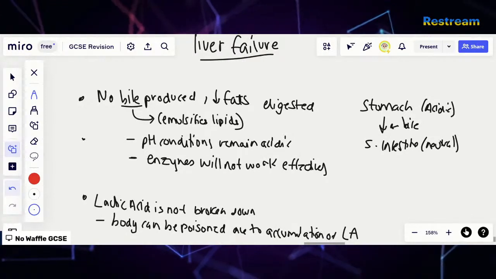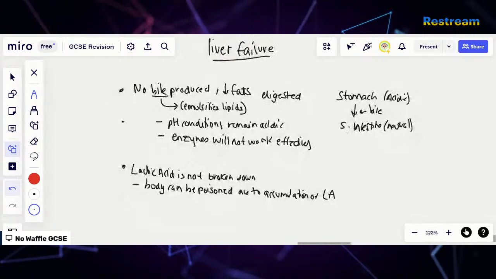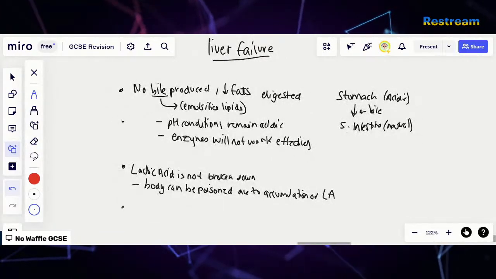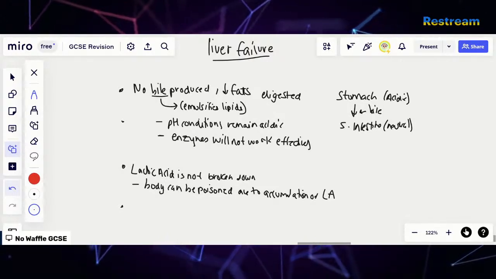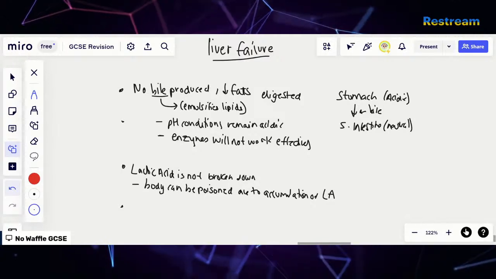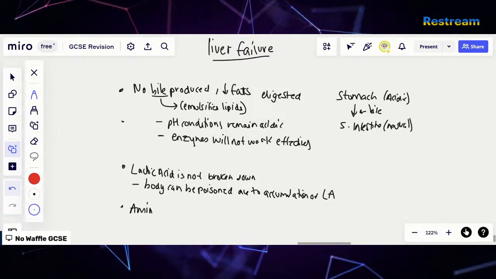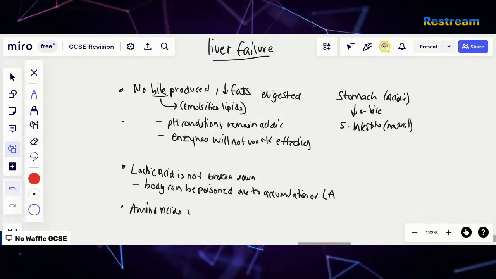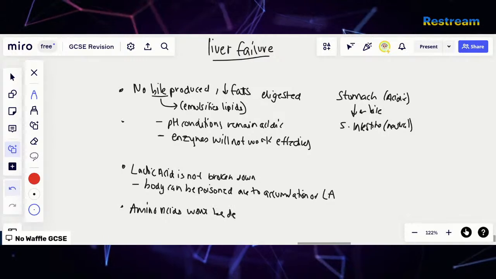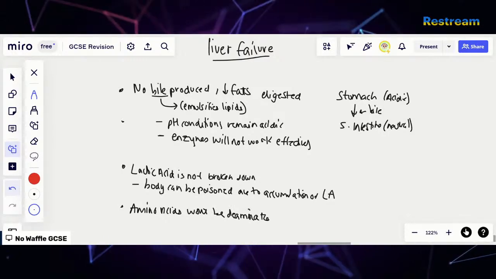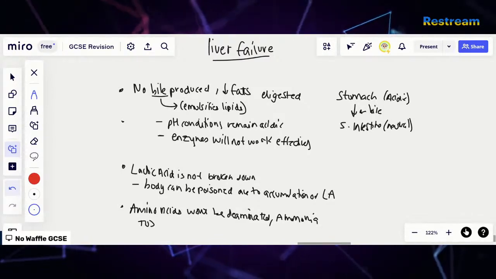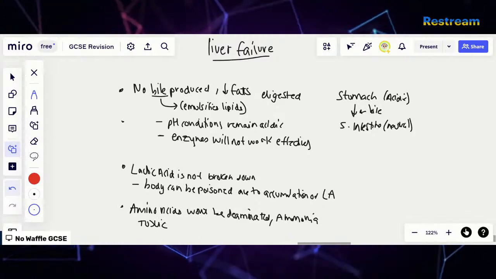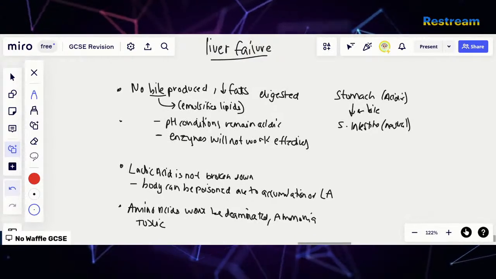Now, another thing that happens in the liver is that the amino acids are deaminated. And if the amino acids won't be deaminated, then that means that ammonia will form, and ammonia is very toxic. Okay, so there are 3 different reasons why.